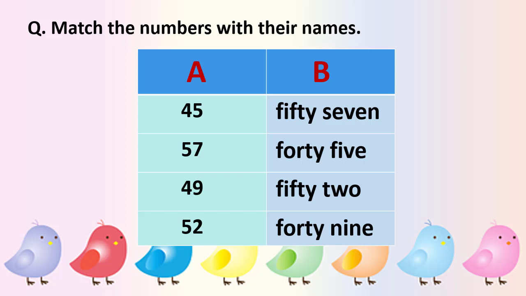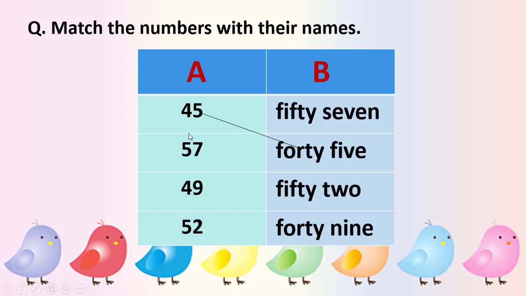Well done. Our first number is 45 and its number name will be FORTY 40, FORTY 40, FIVE 45. You will draw a line from 45 up to its number name.